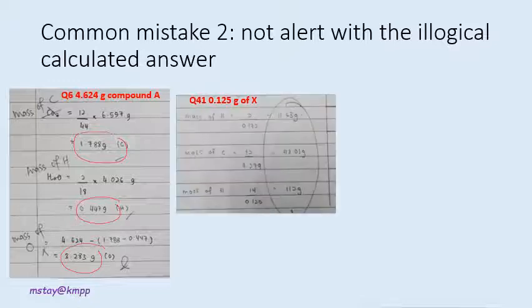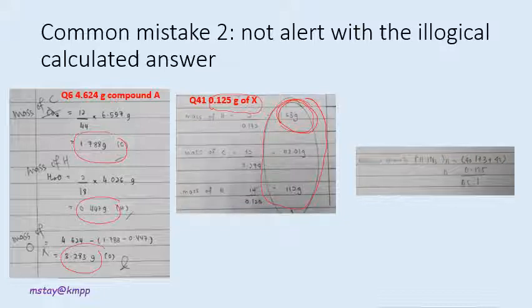Second, question 41 mentions there is 0.125 gram of X. If these are the answers that you calculated, there is no need to total up, but just look at either one of these: the mass of hydrogen already exceeds the mass of compound X. So this one is also considered an illogical calculated answer.